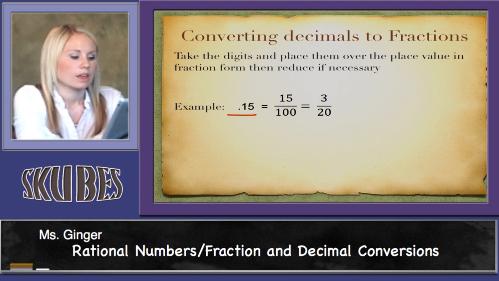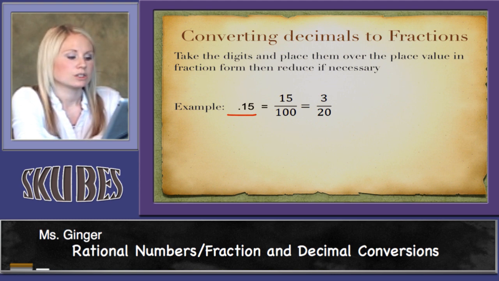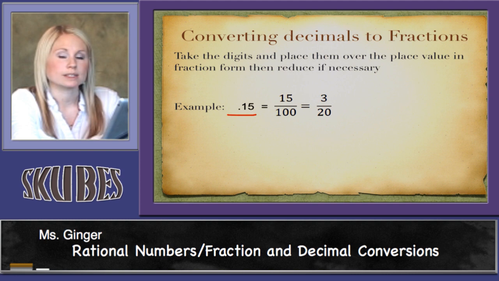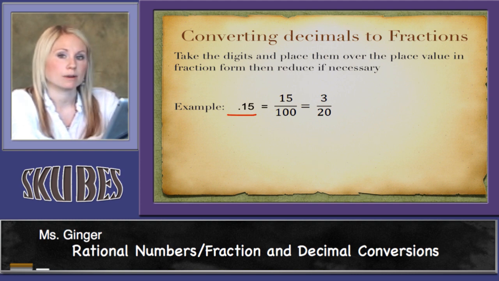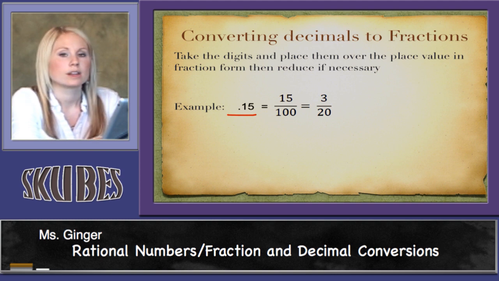0.15. The 5 is in the hundredths spot. The first spot is tenths, the second one is hundredths. So I'm going to take that 15 and place it over 100. I'm not going to leave it as 15 over 100 because that can be reduced to 3 over 20. If I divide both top and bottom by the same number, 5, I will get 3 over 20. We always want to go with the most simple form of the answer.